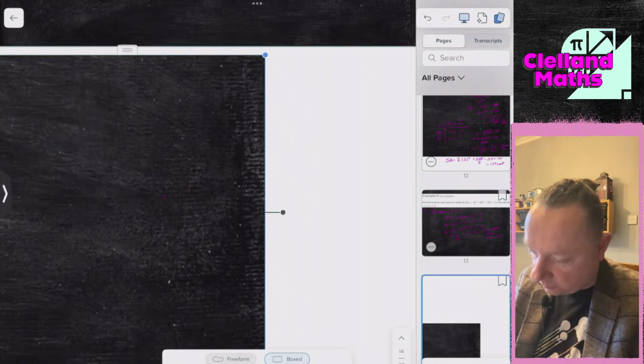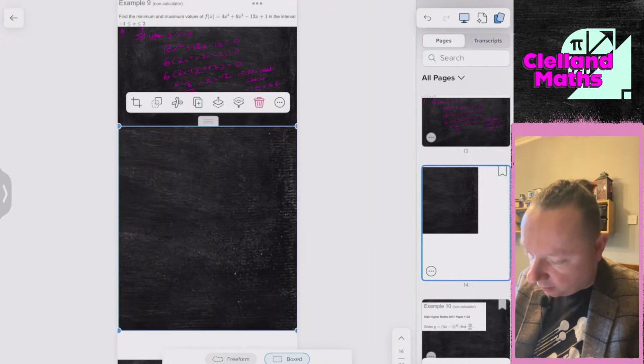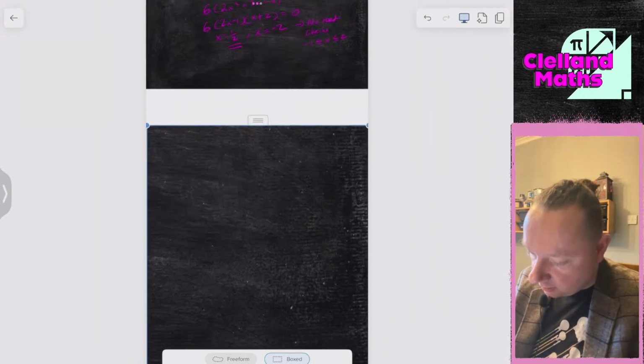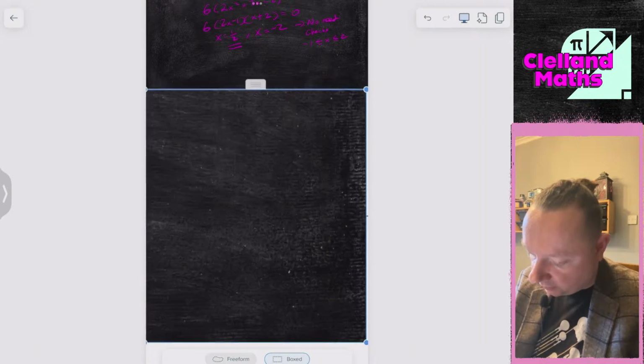Get ourselves some black so that it's consistent. There we are. Don't move. That'll do, I think.